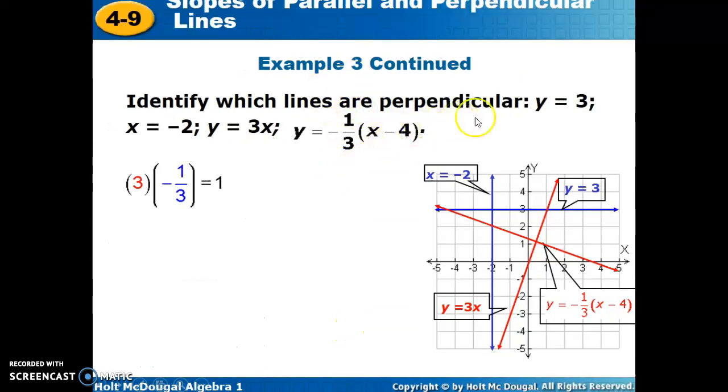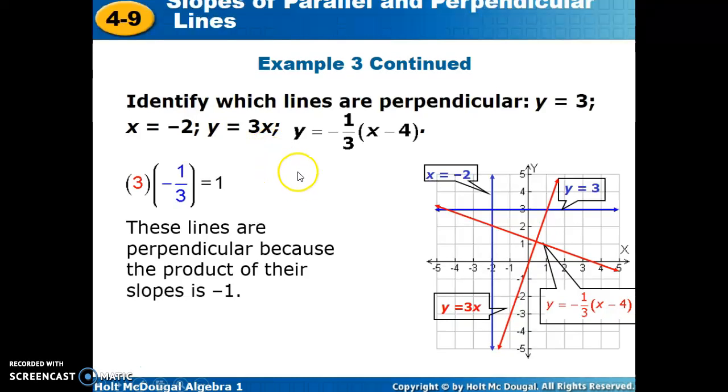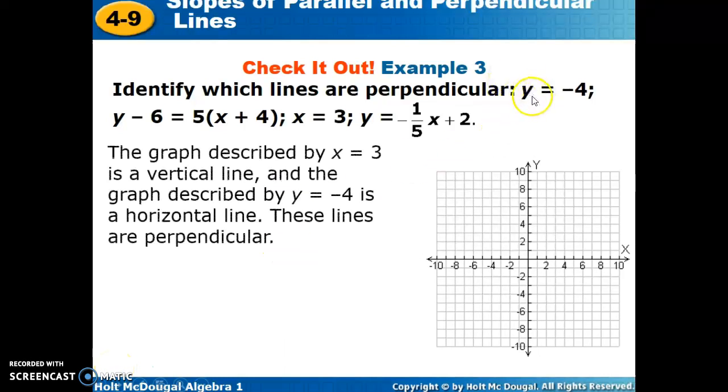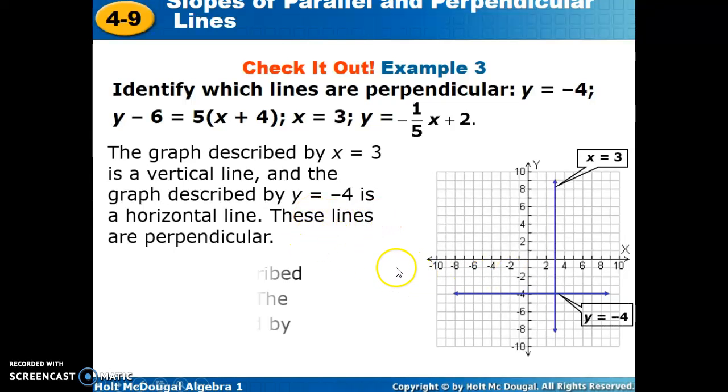Identify which of these lines are perpendicular. We're talking about the last two we did. Positive 3, negative 1/3, definitely a product of negative 1. So let's check it out. Example 3, identify which are perpendicular and show all of your work. Well, we're going to look at, we know this is a horizontal line, and we do see a vertical line. We know that those two will always form perpendicular intersection. Let's consider the other two.